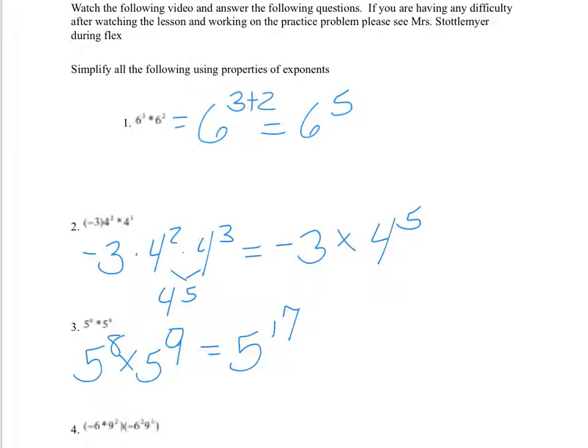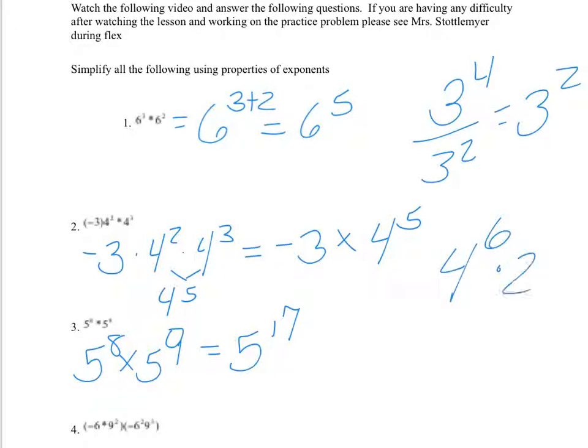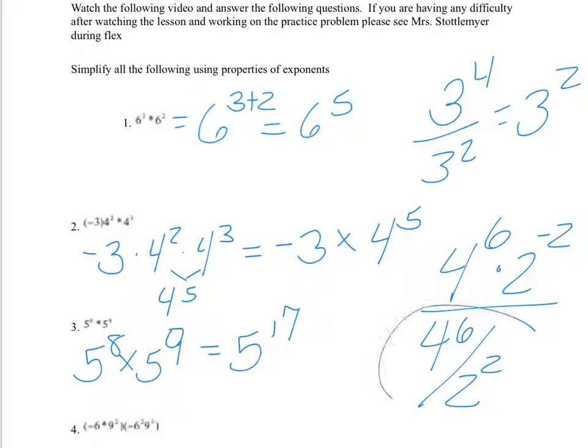Remember, if you see a fraction sign, if you see, let me make one up real quick, 3 to the 4th over 3 squared, you're going to subtract them and get 3 squared. Remember that if you see 4 to the 6th times 2 to the negative 2nd, that negative is going to bump to the bottom of the fraction, but the 4 to the 6th would stay on the top.